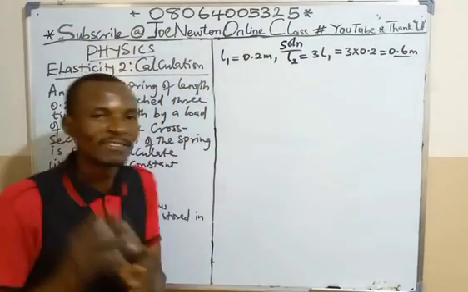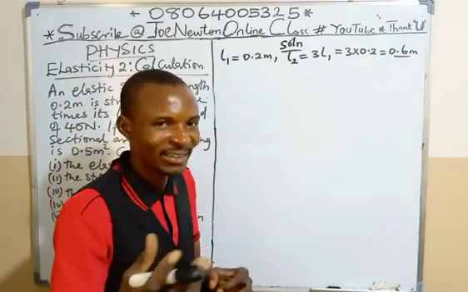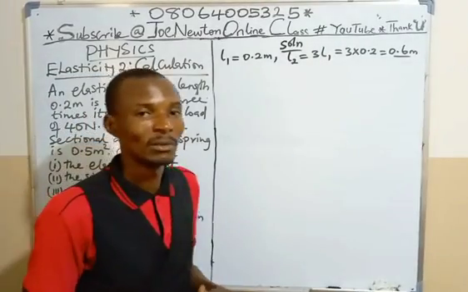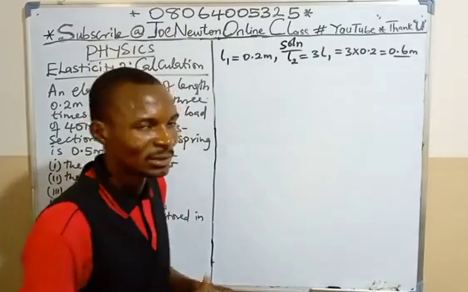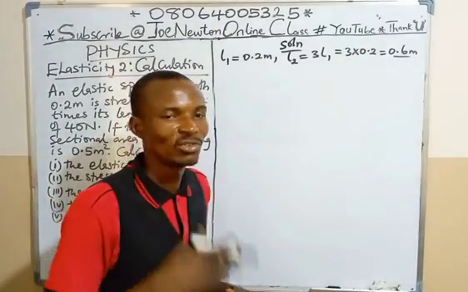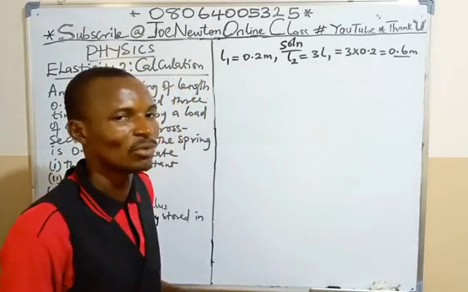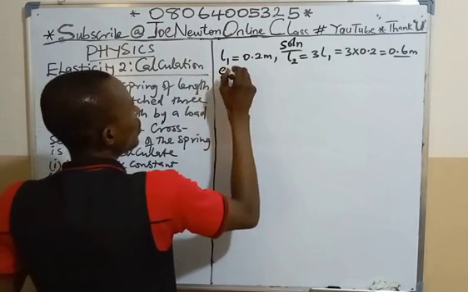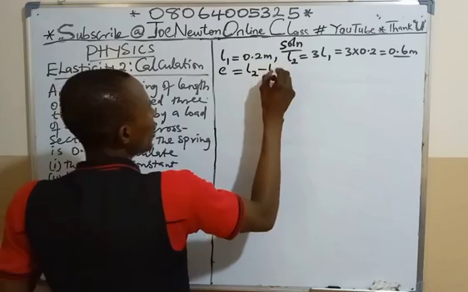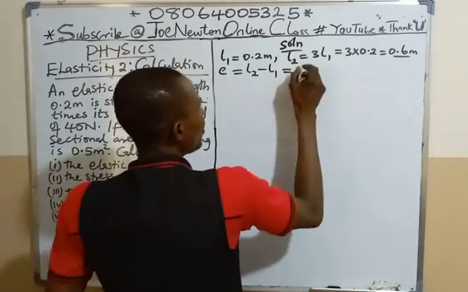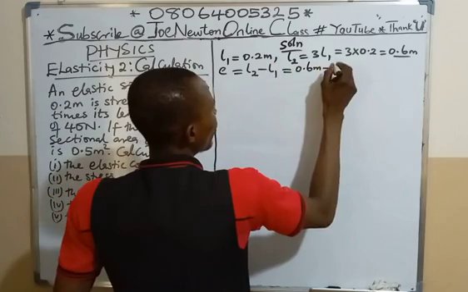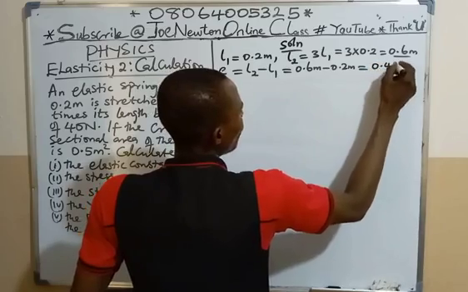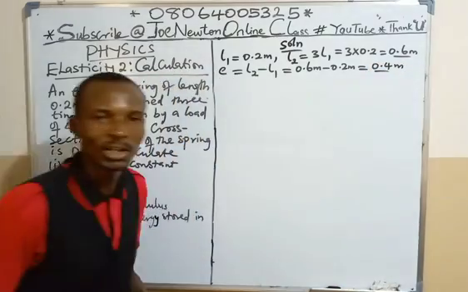But if the question had said that it was stretched by, then you would know that the extension is given. If the question says it was stretched by, then you know that this will be our extension. But it says it's stretched 3 times its original length. So our extension E will be L2 minus L1, which is 0.6 meters minus 0.2 meters. We now have the additional length, which is 0.4 meters. So this is our extension, our additional length.